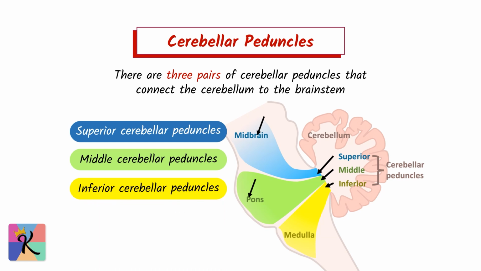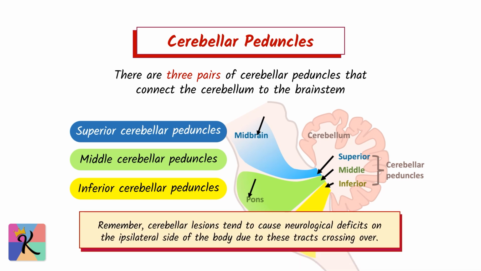Lastly, the inferior cerebellar peduncles connect to the medulla and spinal cord, containing both afferent and efferent pathways, carrying ipsilateral proprioceptive information from the spinal cord and efferent Purkinje cell axons. Remember, cerebellar lesions tend to cause neurological deficits on the ipsilateral side of the body due to these tracts crossing over.